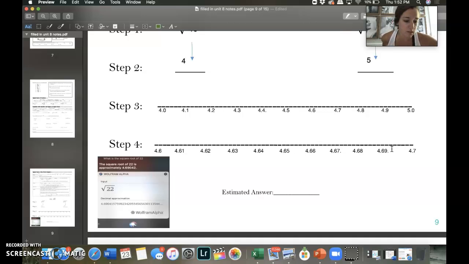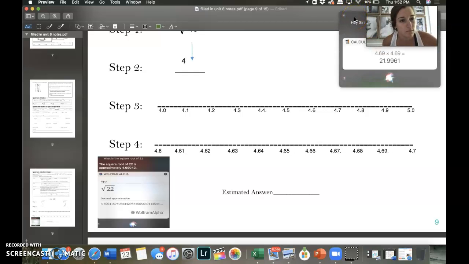Let's see if Siri will listen. Hey Siri. 4.69 times 4.69. 21.9961. So it's 21.9961. Still not quite 22, but 21.9961 is very close to 22.